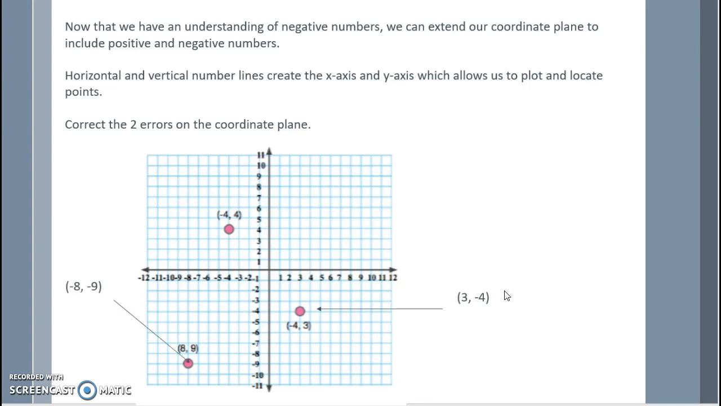The second error I see is the coordinate in the third quadrant. The point should be (-8, -9).